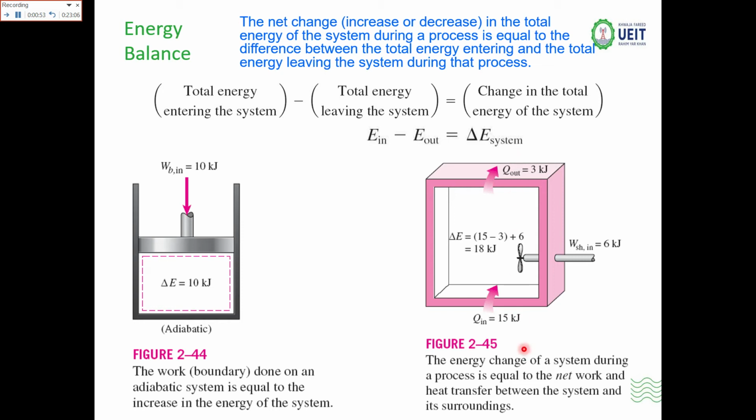Like in this example, heat is supplied to the system, or energy supplied to the system, having the value 15 kilojoule. Some of this energy is used to do useful work, that is 6 kilojoule, and the remaining energy is expelled out. So change in energy is equal to E in, 15, minus E out, that is 3, plus what is this, 6, that is basically the work done. Delta E is equal to Q plus W. So 15 minus 3 plus 6 is 18 kilojoule.